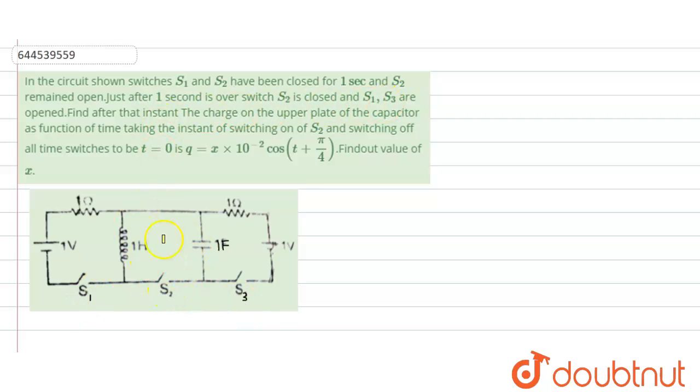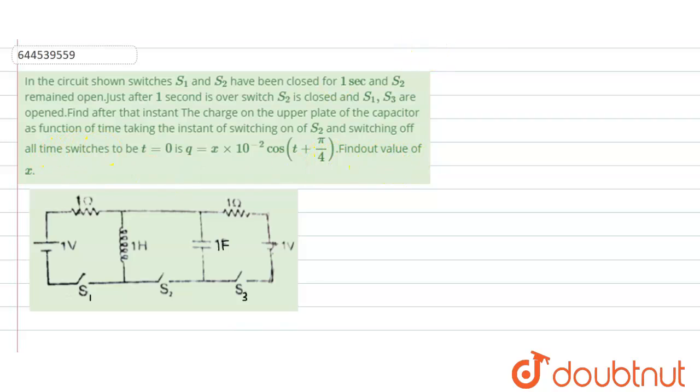So now S1 and S3 are open and S2 is closed. Basically it would be essentially an LC circuit. Now after that instant, the charge on the upper plate of the capacitor as a function of time, taking the instant of switching on S2 and switching off all the other switches to be t equals 0, is given as x into 10 raised to the power minus 2 cos(t plus pi by 4). We need to find the value of x.